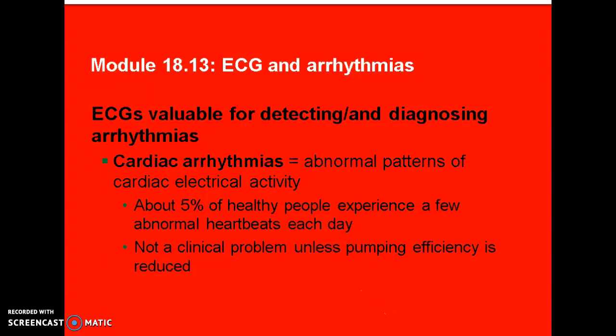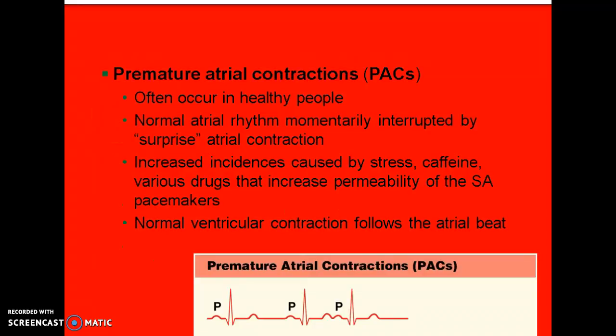The ECG can show arrhythmias, an abnormal pattern. About 5% of healthy people experience a few abnormal heartbeats every day, and it's not a problem unless there's a problem with the pumping efficiency of the heart. You do not need to know all of these different types of problems. We're going to explain them, and I'll give you a couple that you need to know. Premature atrial contractions occur in healthy people, and it may occur more with stress or caffeine or various drugs.